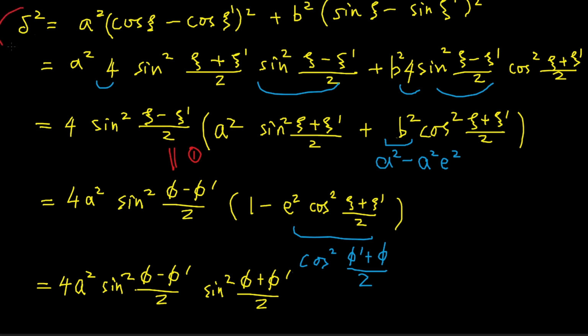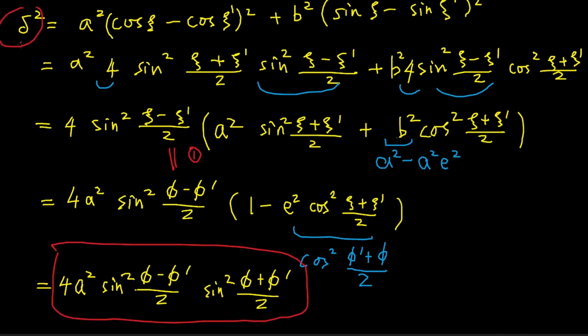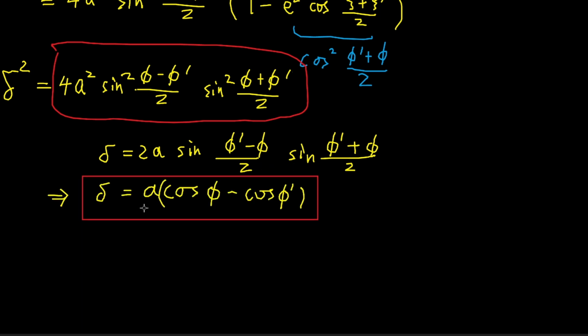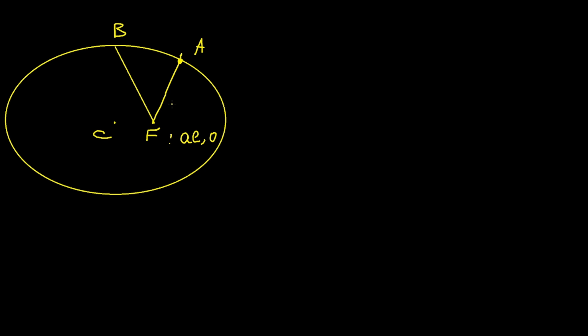So finally we have delta squared. At this point we have delta squared written in terms of phi completely. Taking square roots on both sides, delta is 2a sine of phi prime minus phi over 2 times sine of phi prime plus phi over 2. Use the trig identity once again, and we get delta is a times cosine of phi minus cosine of phi prime. Now let's turn our attention to the distances AF and BF.